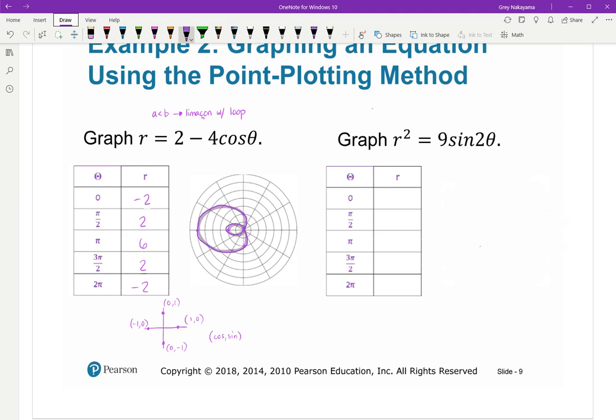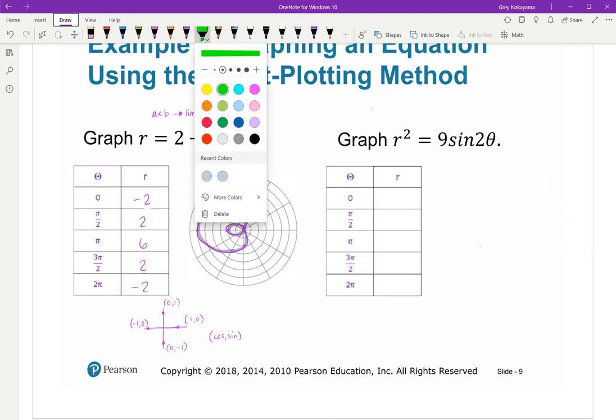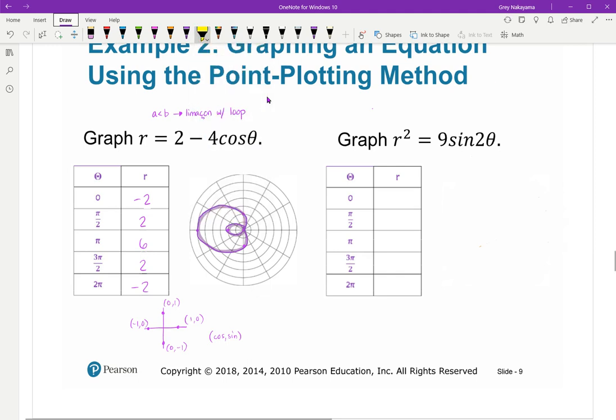Let's look at graphing r squared equals 9 times the sine of 2 theta. I told you to pay attention whenever r is squared. The fact that I have that squared right there tells me it's a lemniscate. A lemniscate is that propeller looking thing. And that means I don't have to fill in the chart because I know it's a propeller. I know its petal length is the square root of 9. Sine means it's starting halfway in between at pi over 4.